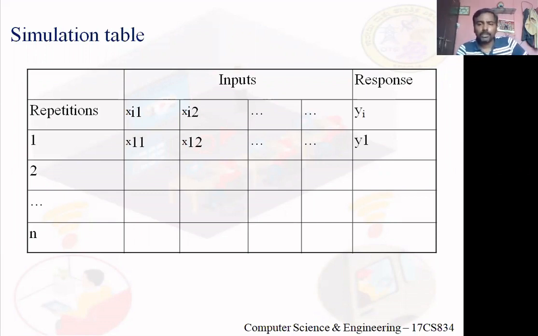So Y1 is 10 minutes, the response time of the first customer. Y2 is 8 minutes, the response time of the second customer. Now the third customer, the inter-arrival time is 5 minutes. The second customer arrived at 9:45, so after 5 minutes, 9:50. So the third customer arrived at 9:50.